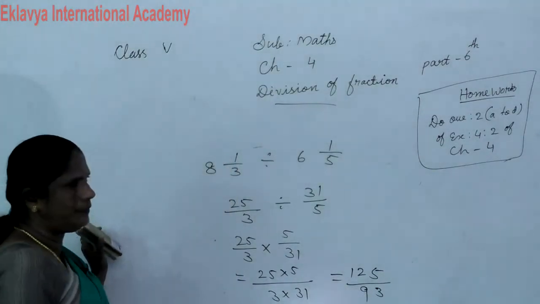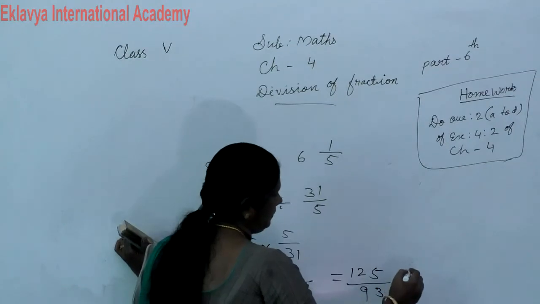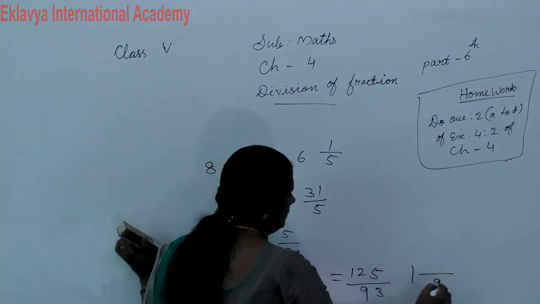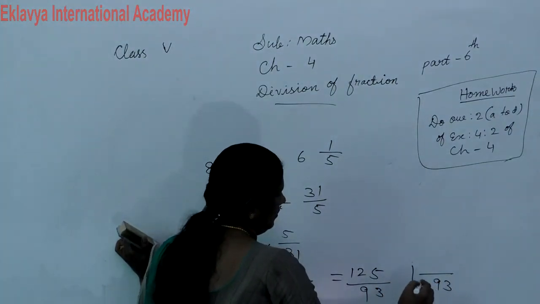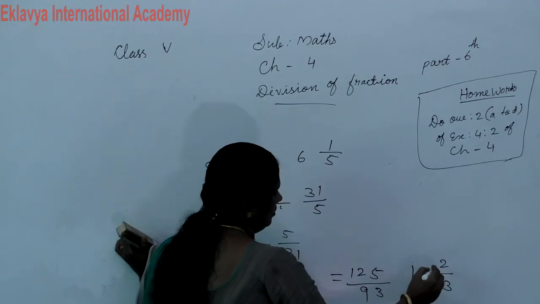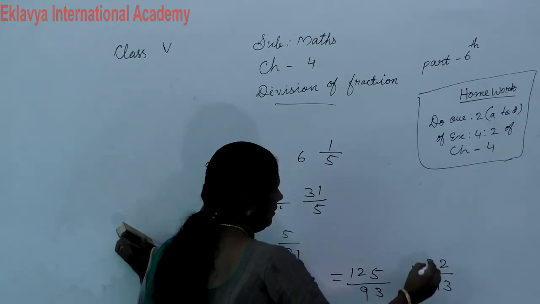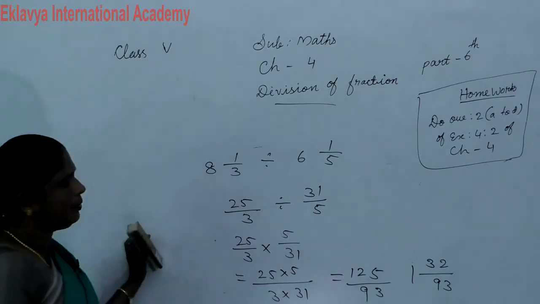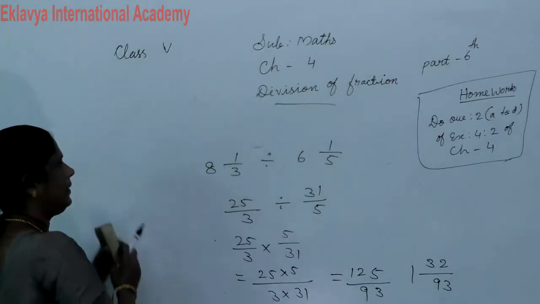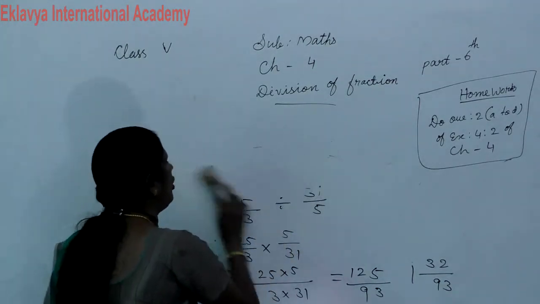Improper fraction. Then you convert it to 1 32 upon 93. Then how to solve the problem?